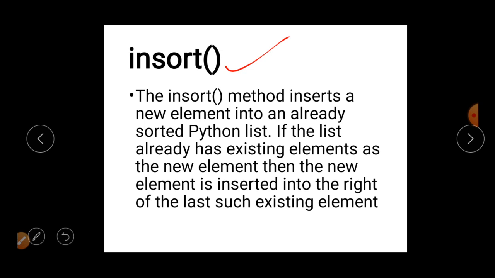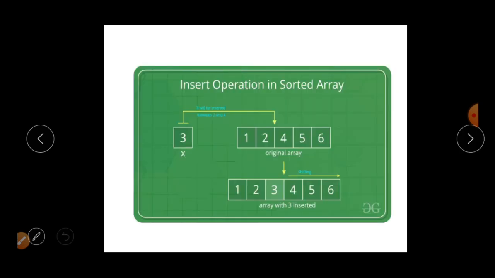Okay, so how will it work? As you can see in the diagram, we have a list like 1 2 4 5 6, and we have to insert 3. With the help of the insert function, 4 5 6 will be shifted to this side, a place is created for the value 3, and the value 3 is inserted in the list.